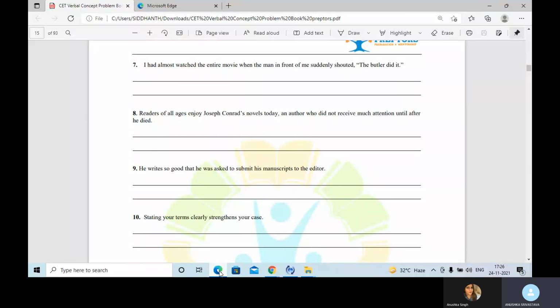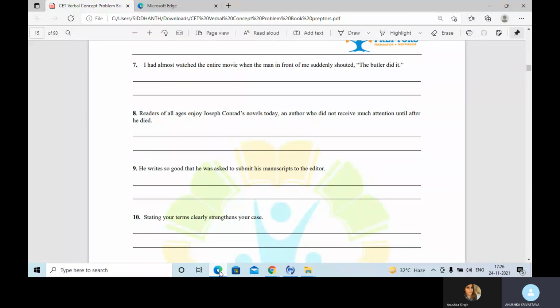Stating your terms clearly strengthens your case. This is an example of misplaced modifier, but a subcategory known as squinting modifier. I have two ideas to be modified with a single modifier placed in between. Idea number one is stating your terms, and idea number two is strengthening your case. Clearly is stated in the middle. Now, clearly is not modifying either one of the ideas. So in order to resolve such questions, we bring the modifier close to the one word that it should modify.